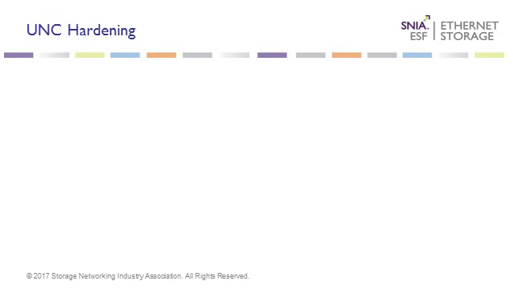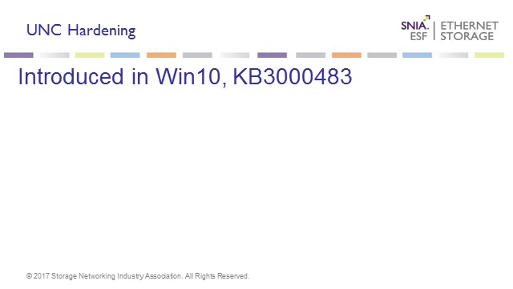So, UNC Hardening. Everybody raise your hand if you've heard of UNC Hardening, and I'll just observe you through your webcam and count. Looks like about 50 people. UNC Hardening is a security feature which we introduced in Windows 10, and we actually created a backport of this that goes all the way back, even within SMB2, all the way back to Vista.